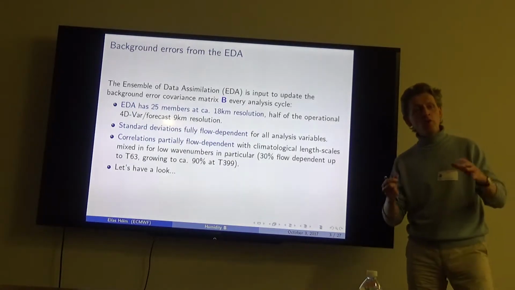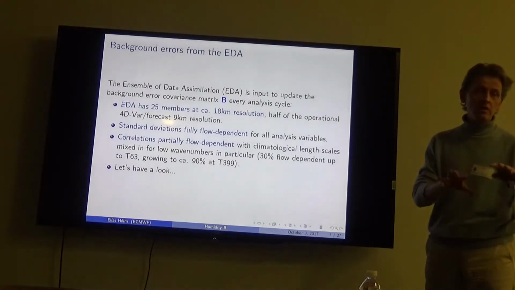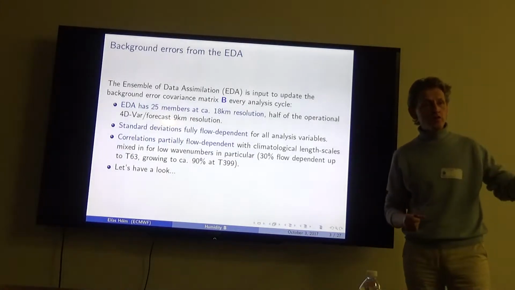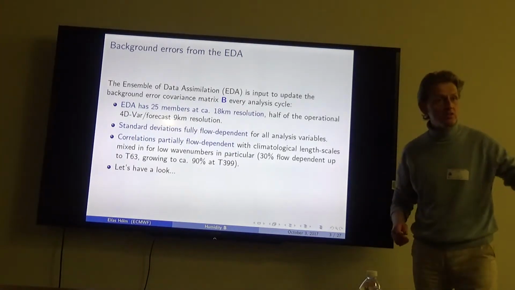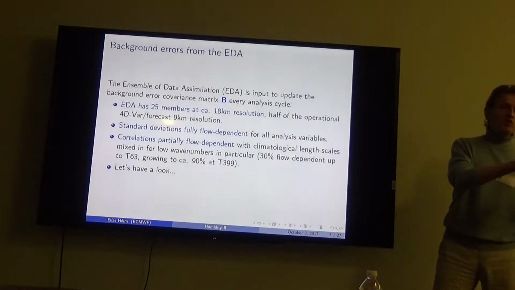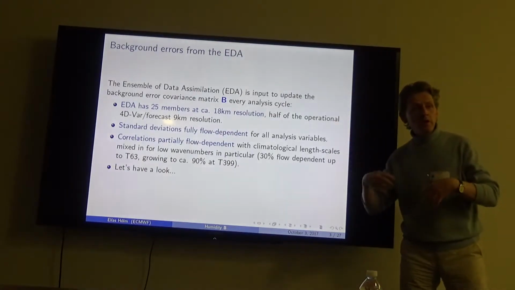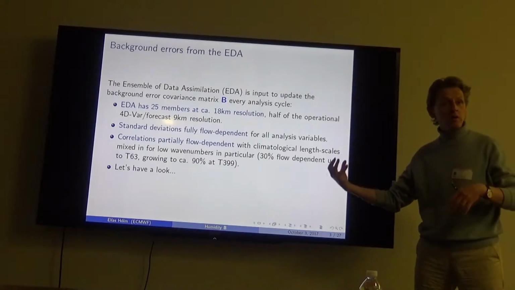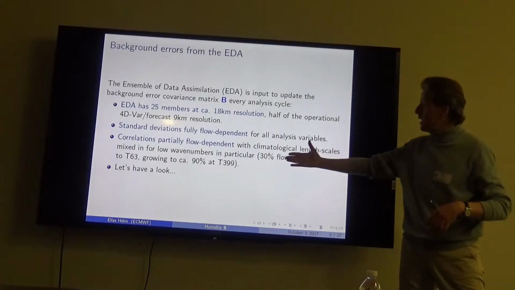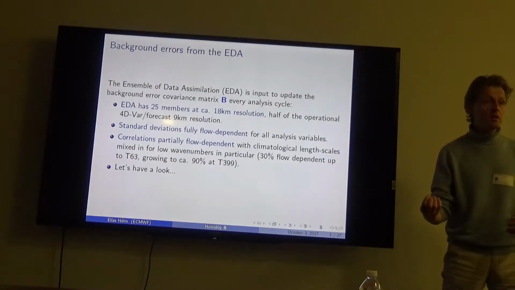For the very low wave numbers, up to T63, we mix in about 70% from climate. This is just an annual average from the EDA covariances. Then, as we go to higher wave numbers, we gradually go to the errors of the day. When we get to T309, we are already at 90% plus from the errors of the day.